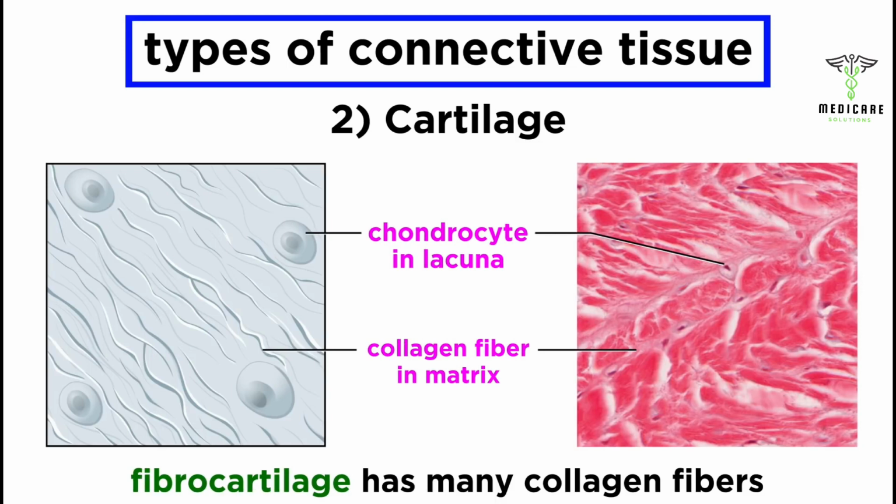And then fibrocartilage is sort of in between dense connective tissue and hyaline cartilage, with rows of chondrocytes alternating with rows of collagen fibers, making it compressible but still great at withstanding tension. This is found in discs that separate the vertebrae of the spine.